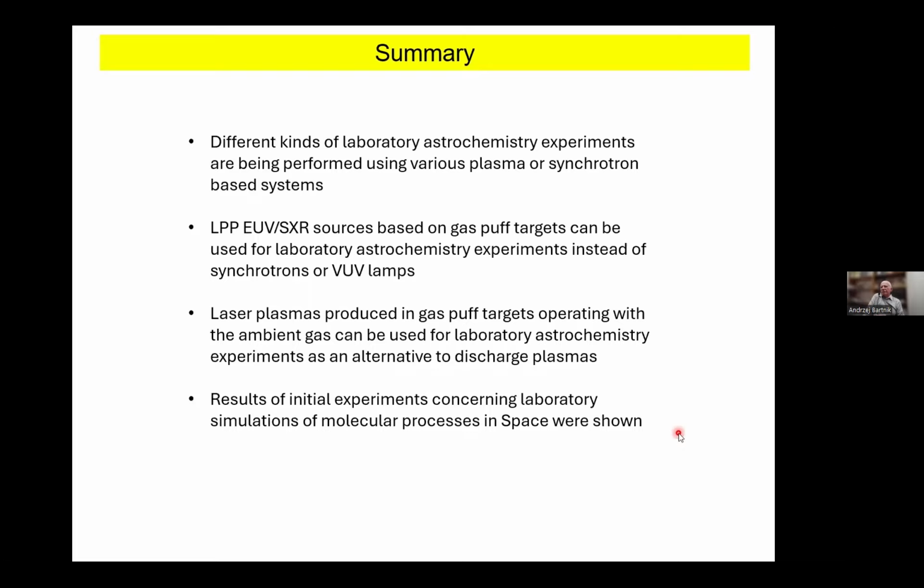And finally, I would like to say that some initial experiments concerning laboratory astrophysics and astrochemistry were performed, and we are going to continue these experiments. Thank you for your attention.